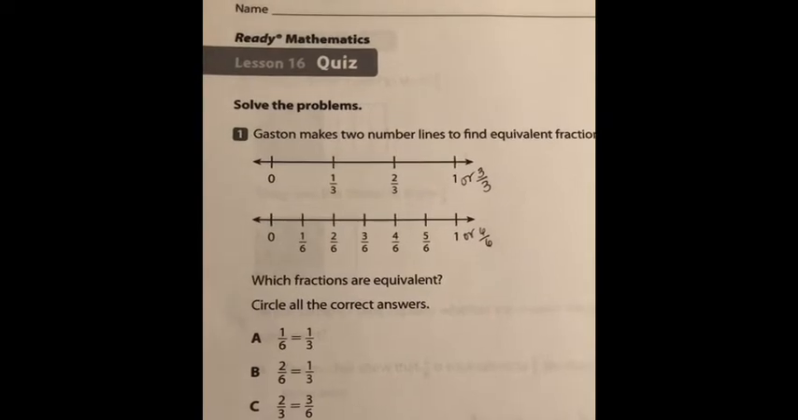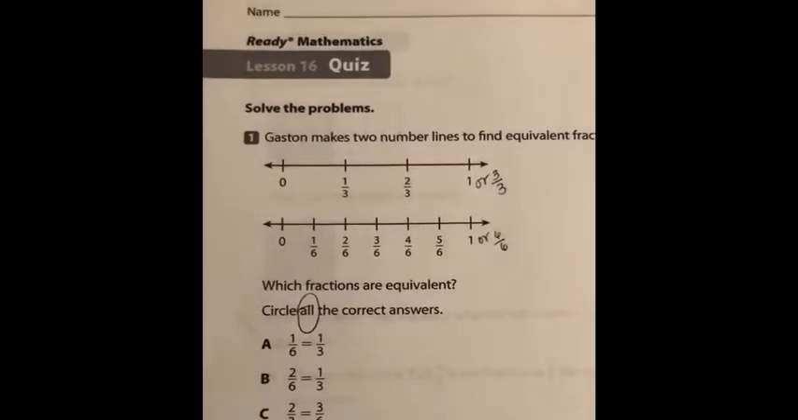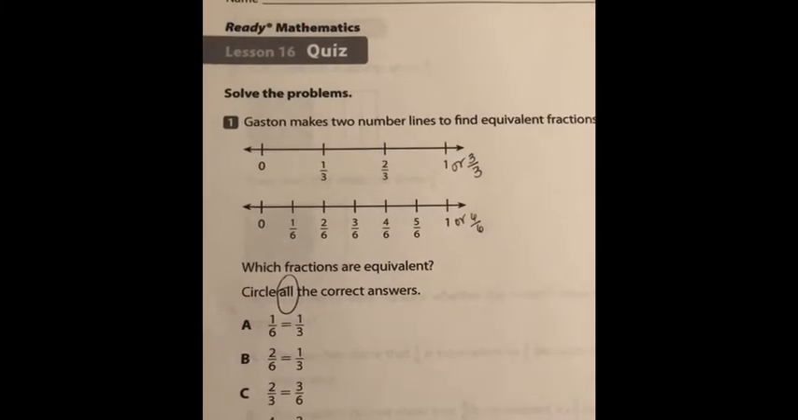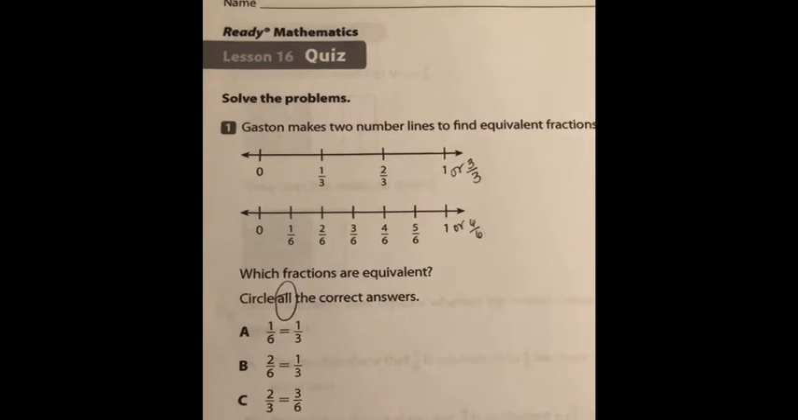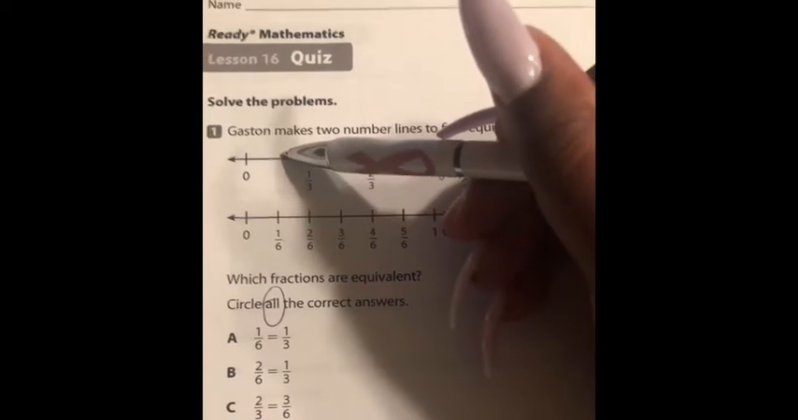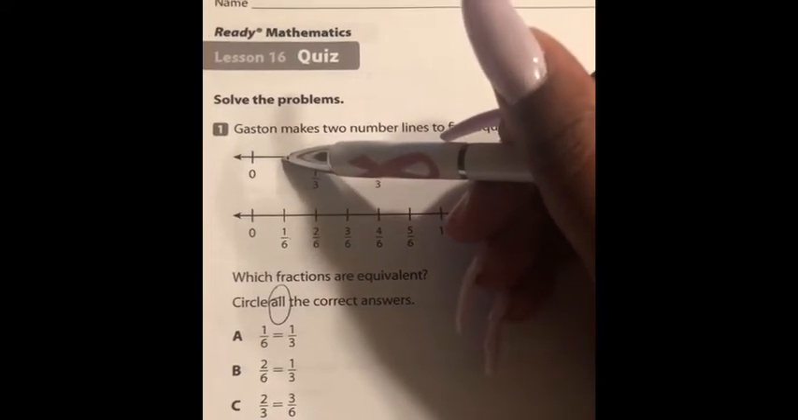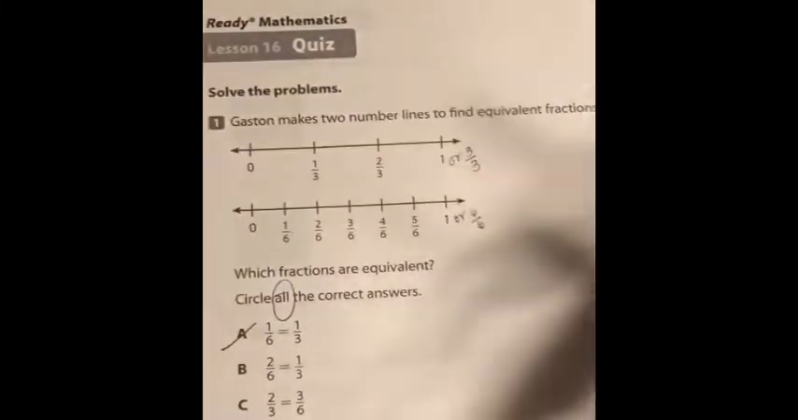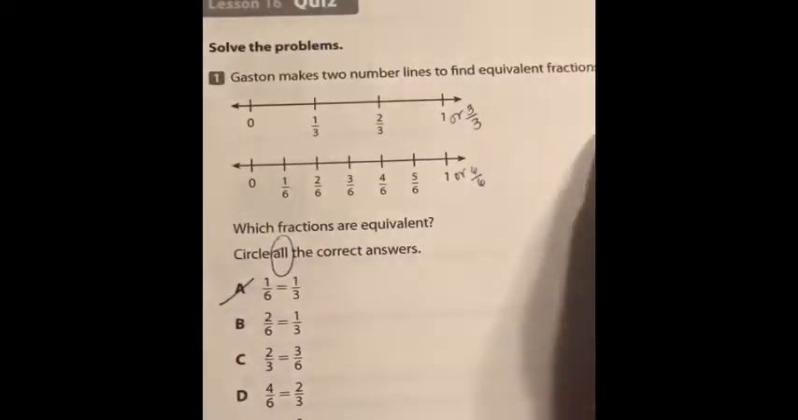It says circle all the correct answers. And just as a testing tip, when something says all, that lets you know there's probably going to be more than one answer. And so I want to look at each answer choice. So we have 1/6. If I identify 1/6, if I go straight up, do I see 1/3? No, I do not, because 1/3 is over here. So A is not an answer choice. I'm going to cross it out because I don't want to be confused.